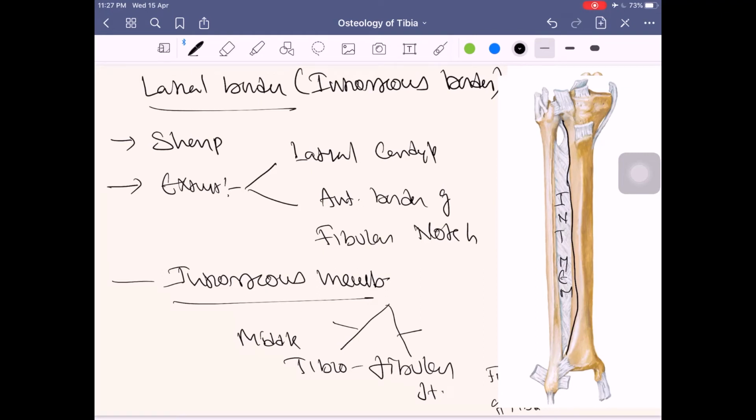Now when you come here in the lower part, the lateral or interosseous border is dividing. I'll show that in the app again. It comes down like this and it divides. So this border comes down and divides into two parts. This we call your anterior part, and this is the posterior part. In between, it is enclosing a triangular area.